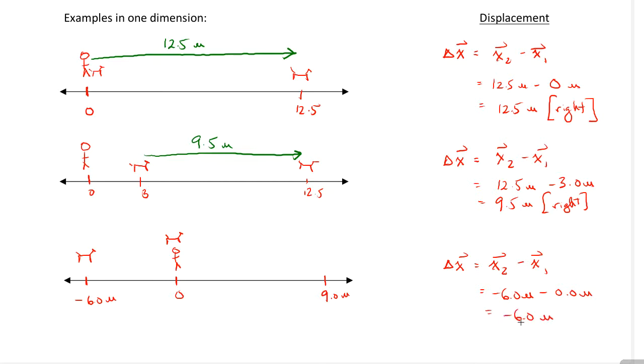And you'll see this kind of thing, the final answer is reported in different ways. Sometimes it'll be left as minus 6 meters. If we know that positive is to the right, then that means it's left. Or it'll be written as 6.0 meters to the left.